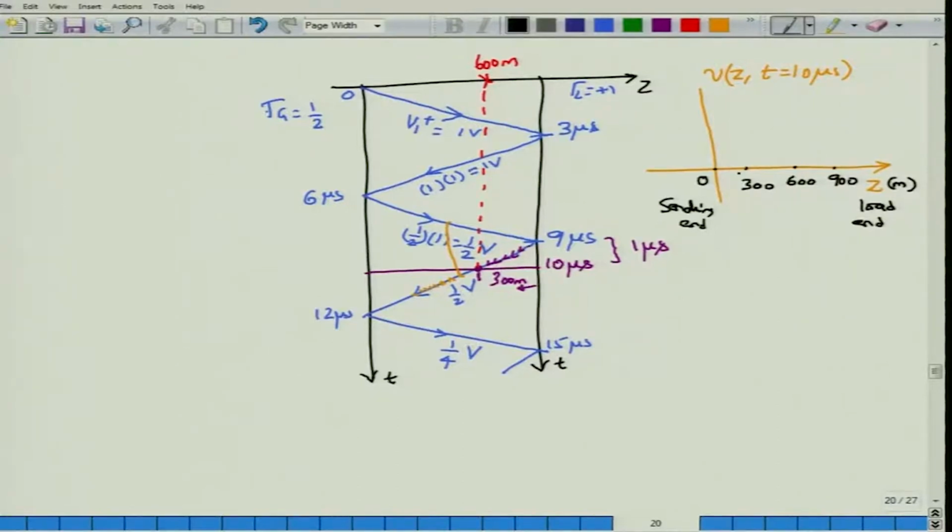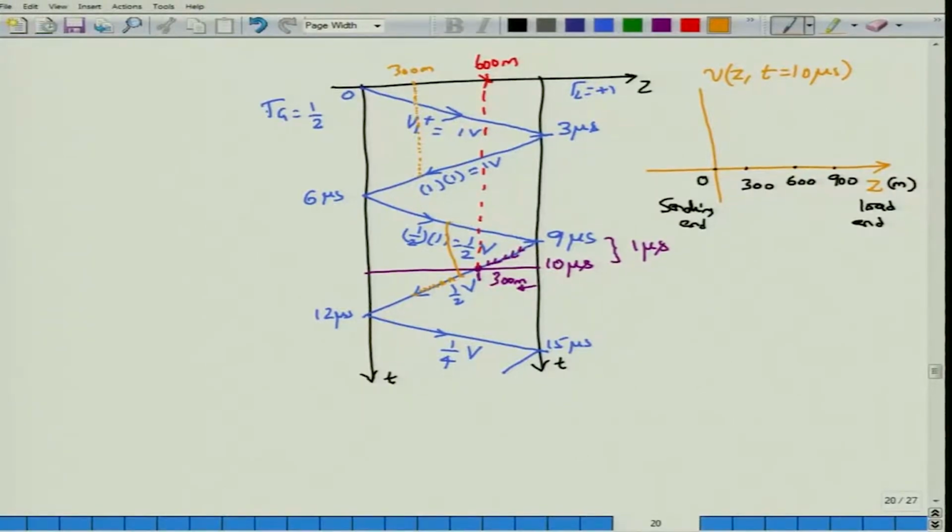So let's build it up in this way. Suppose I am at 300 meters, so 300 meters would correspond to some point over here, and I keep moving forward in time. At some particular time I have an incoming voltage of 1 volt, then after a certain time there was one more volt coming in. So the voltage at this point on the 300 meter distance of the transmission line would be 1 plus 1, that would be 2 volts.